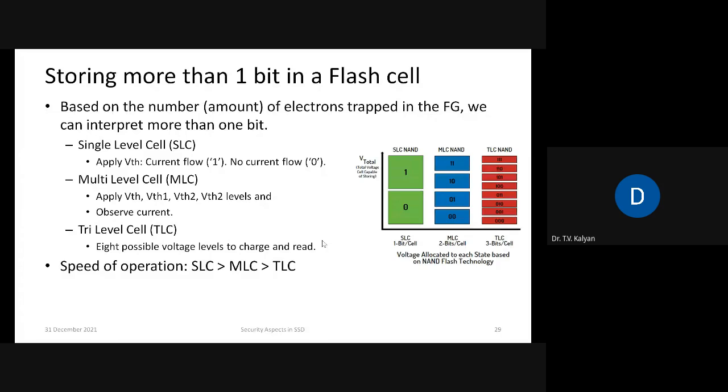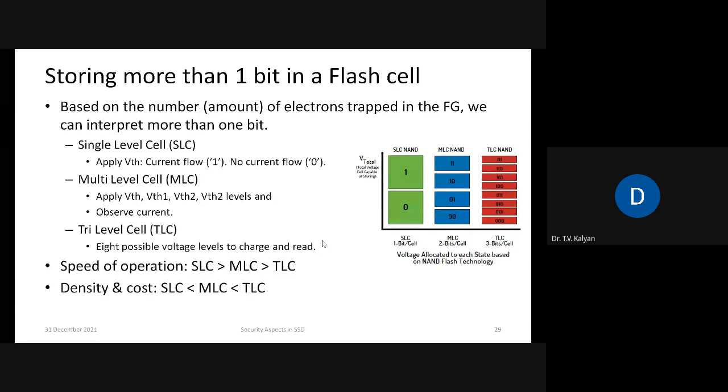A pictorial representation of the same, I'm going to skip that. If you look at the speed of operation, the single level cell is much faster, because all we need to do is apply a single threshold level and observe the current. As we go deeper to MLC and TLC, we need to have multiple steps there.